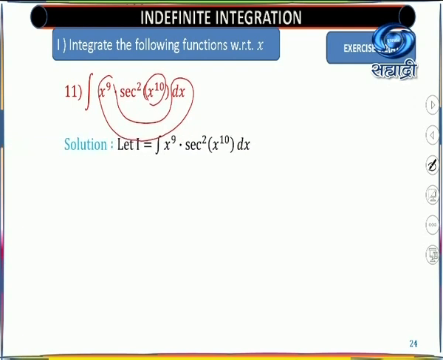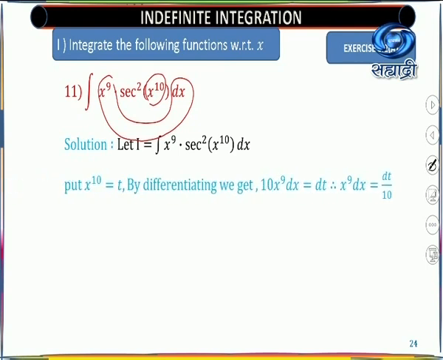So what is it? I equal to integral x raised to 9 into sec square x raised to 10 dx. Okay, now substitute x raised to 10 equal to t. By differentiating, you will get 10 into x raised to 9 dx equal to dt. We are having only x raised to 9 dx, so take 10 to the other side. It becomes dt upon 10. As 10 is a constant, it doesn't affect the integral.